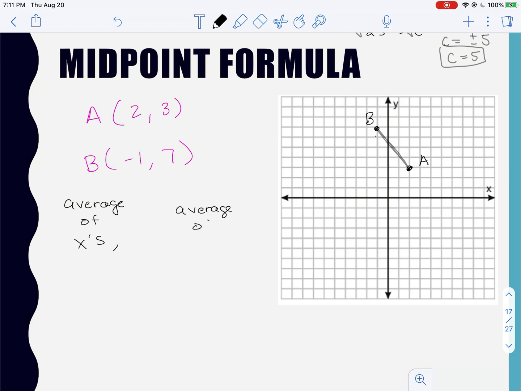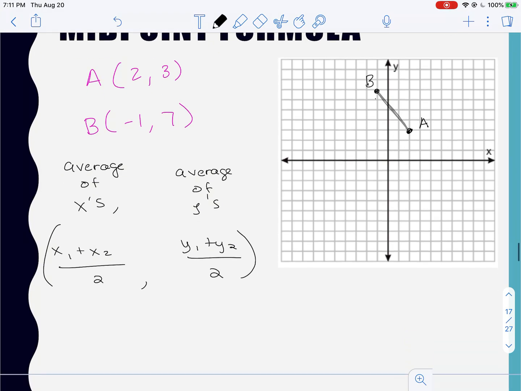And how do you find the average? Well, you add them together and divide by 2. So it'll be (x1 plus x2) divided by 2. That'll give me the x coordinate of the midpoint. And then (y1 plus y2) divided by 2 would give me the y coordinate for my midpoint. So for here, the midpoint between A and B, we'll call that point M, is going to be (-1 plus 2) divided by 2 and (7 plus 3) divided by 2.